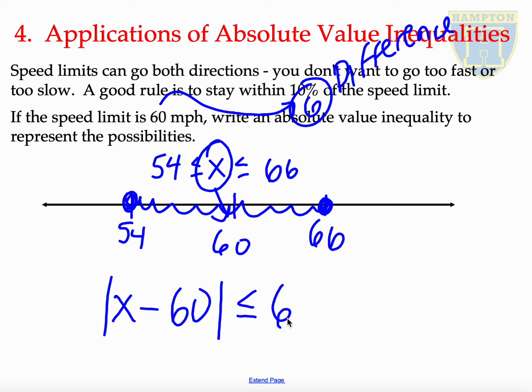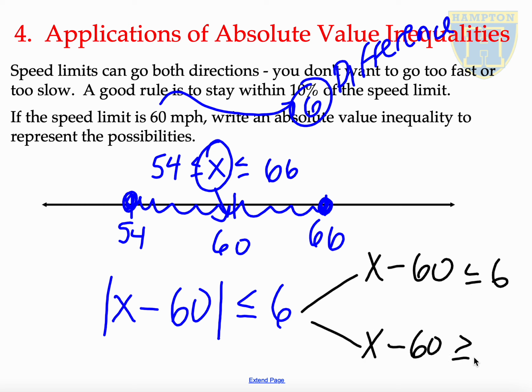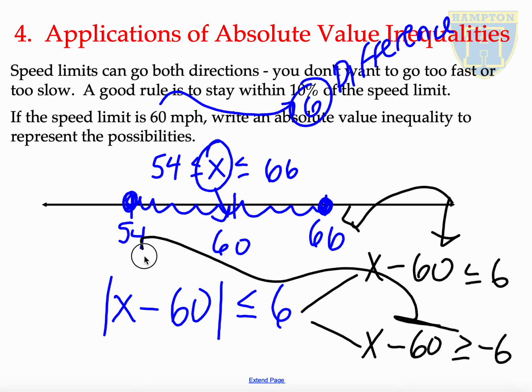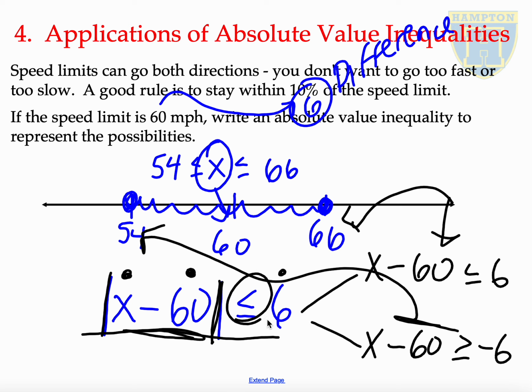Now, if you were to separate this into two different inequalities and attempt to solve this, you would see that you would get the two parts of the compound inequality that we already drew. This would give you the 66 part, and this one would give you the 54 part, but a slightly different perspective. We want the distance between our speed and 60 miles an hour to stay below 6 miles an hour. And I shouldn't say below, but below or equal to 6 miles an hour.